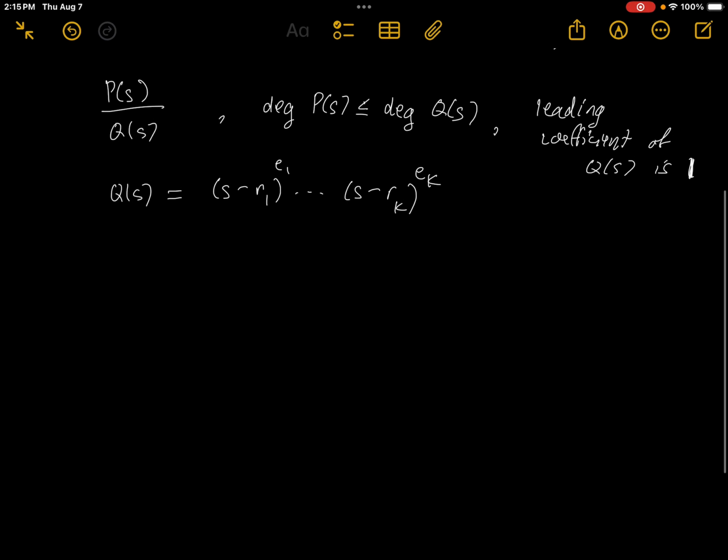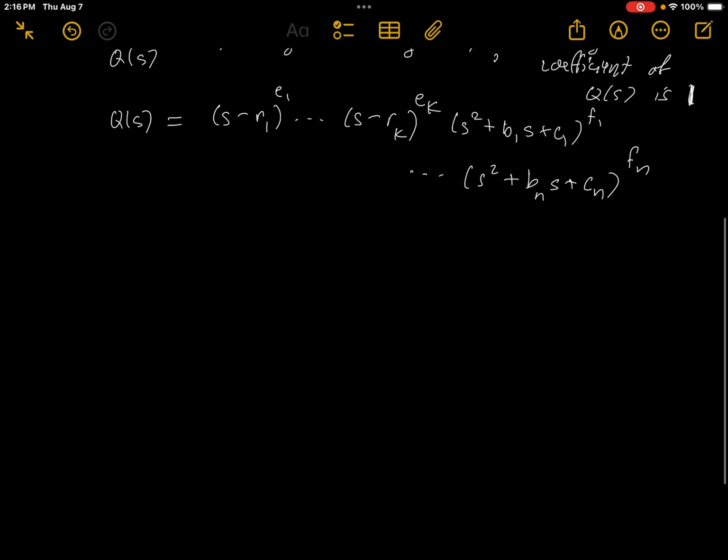So they're going to be like s squared plus b1s plus c1, say to the f1, dot dot dot, s squared plus b sub n s plus c sub n to the f sub n. So that's the general form of how you can factor a polynomial with real coefficients as much as possible.